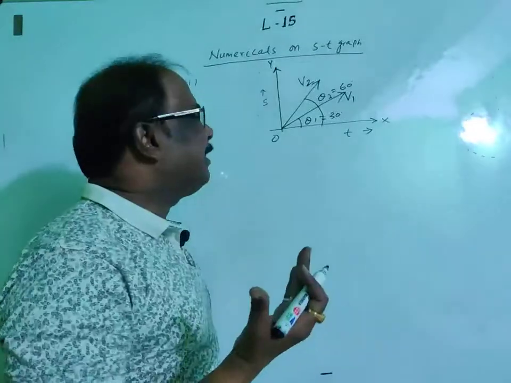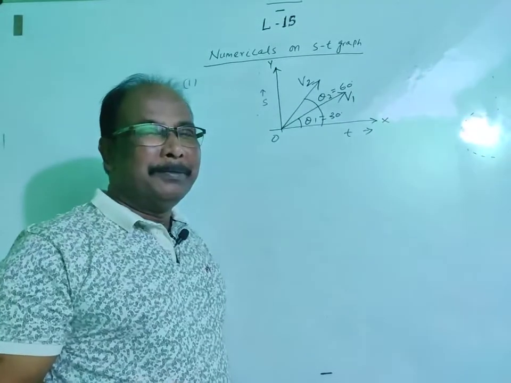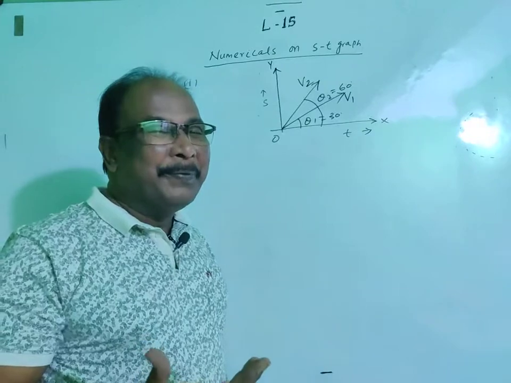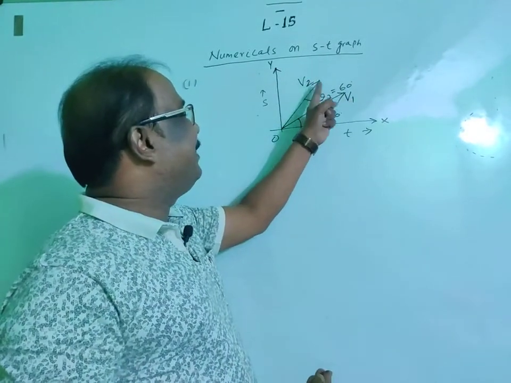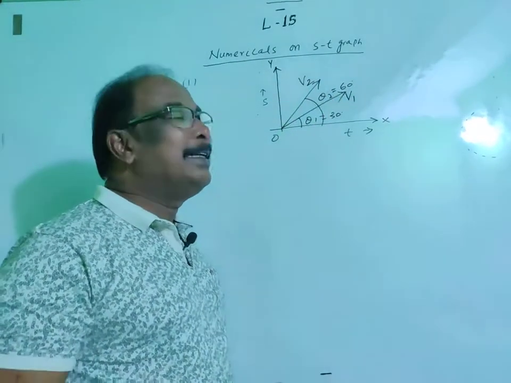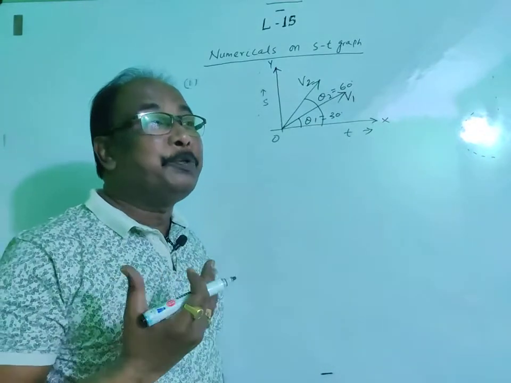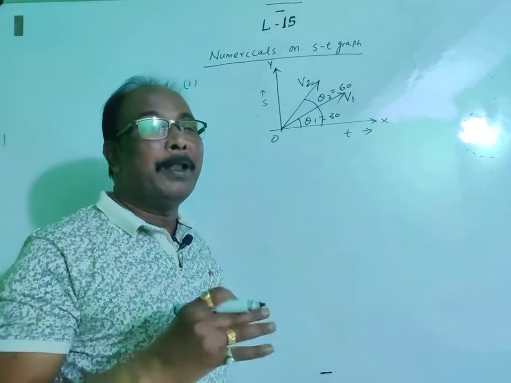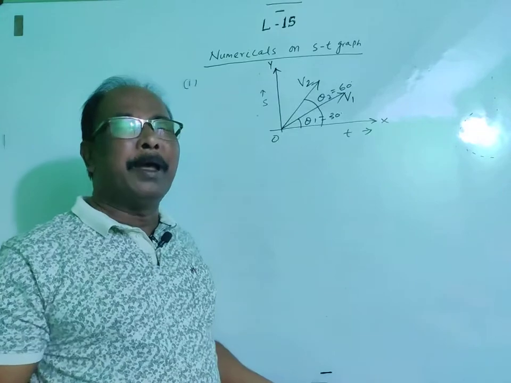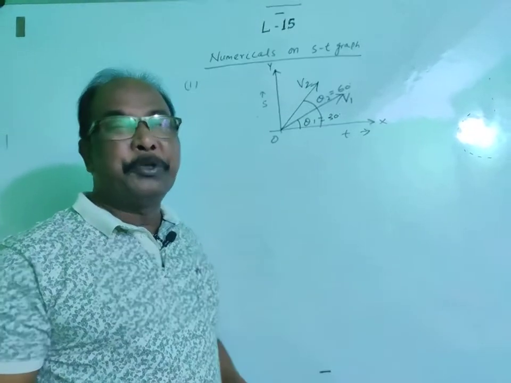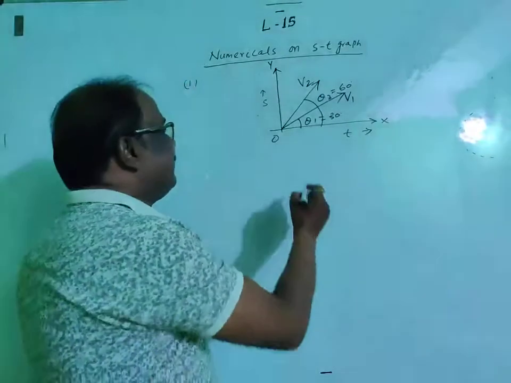Okay. Then it is asked, which one is more? Means v1 and v2, two velocities are represented by this graph. Then the magnitude of which one is more, v1 or v2? And also it may be asked, find the ratio between the velocities.